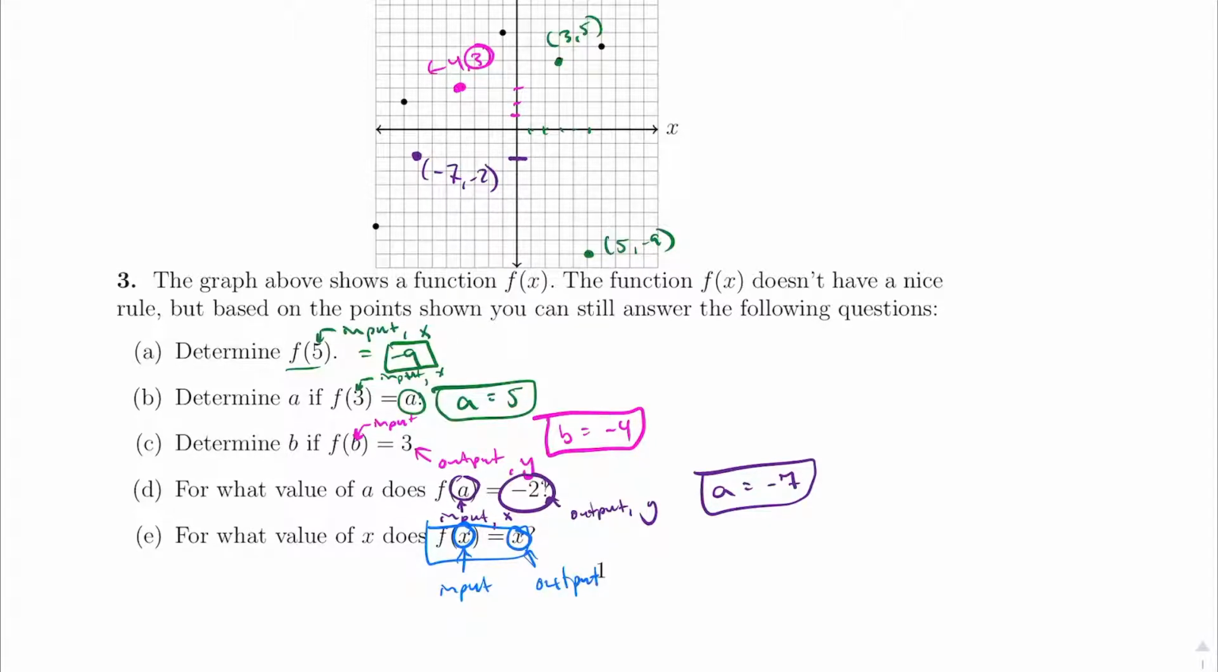So if they're both the same value, let's see, is there 1, 1? No. Is there 2, 2? No. Is there 3, 3? No. Is there 4, 4? No. Is there 5, 5? No. But there is 6, 6. And in this case, the input and the output are the same, so it must be that x is 6. And I'll put a star next to that. That was a challenge.